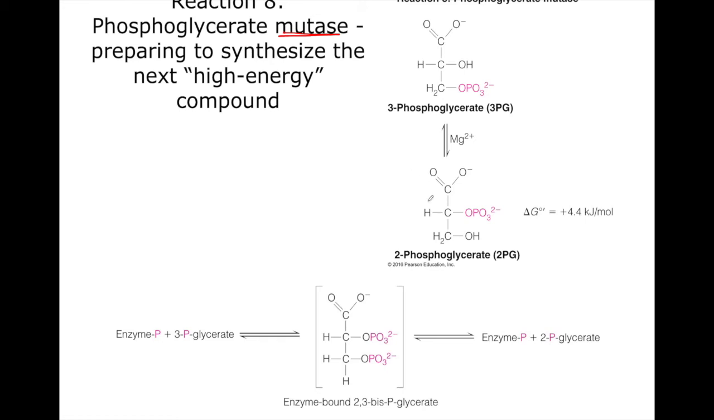Essentially what we're doing here is getting this molecule ready to form a very high energy molecule where we can make some more ATP, and we'll see that in step 9. But we're basically priming it, getting it ready to form a high energy compound. So this mutase is transferring the phosphate from one carbon to the next. Now you may think that the enzyme simply pulls this phosphate off and transfers it over here, but it's actually a little bit different than that. Let me show you how this enzyme does this reaction.